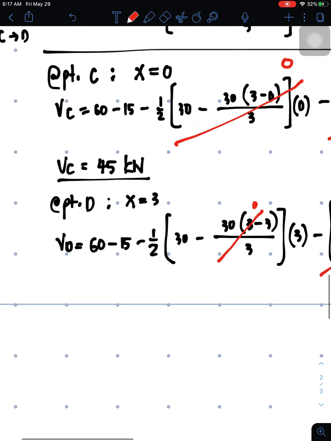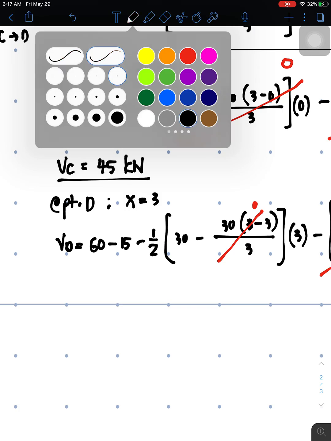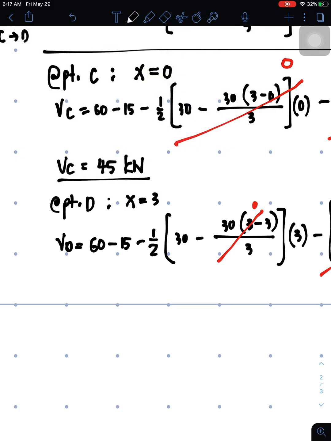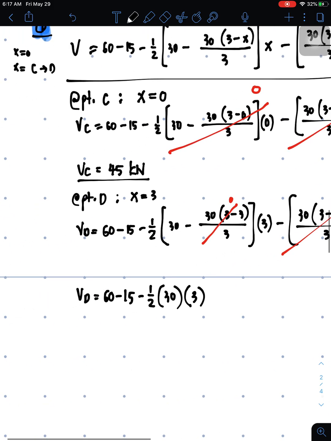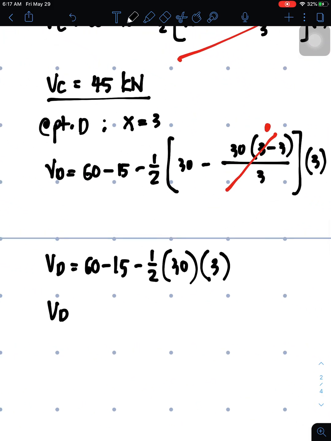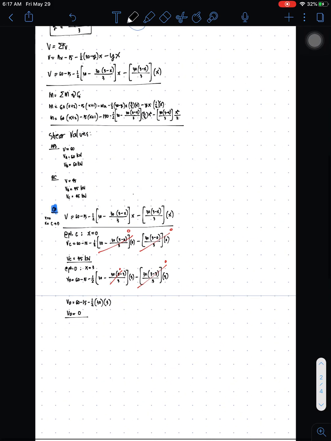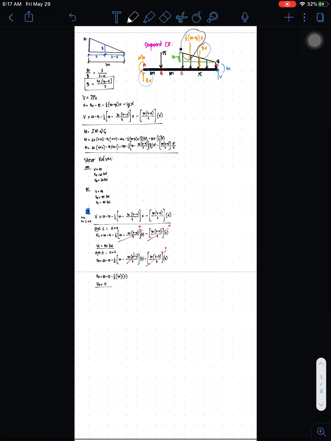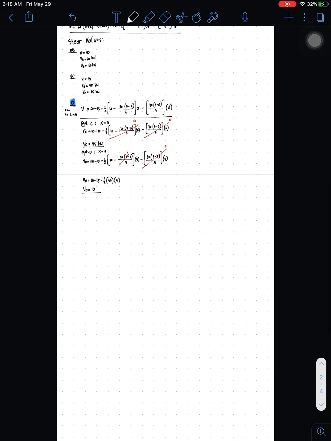Okay, so what remains we rewrite again. So you have VD equal to 60 minus 15 and then minus 1/2 of 30 times 3, and then minus 0. So VD is 60 minus 15 minus 45, so this is 0. So now we have the shear values, so let's draw them.